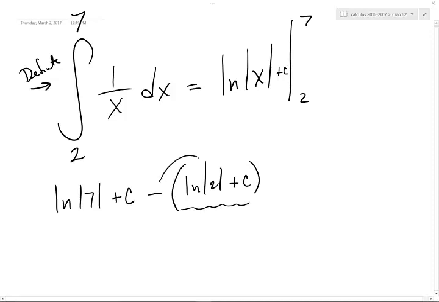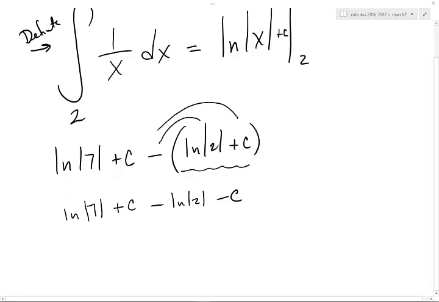Now watch me distribute the negative. Whee! I will end up with this. The ln of 7 plus c minus the ln of 2 minus c. And what do you notice? The c's cancel out. Mr. Groom, will the c's always cancel out?